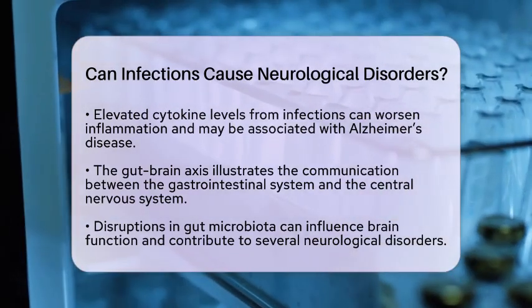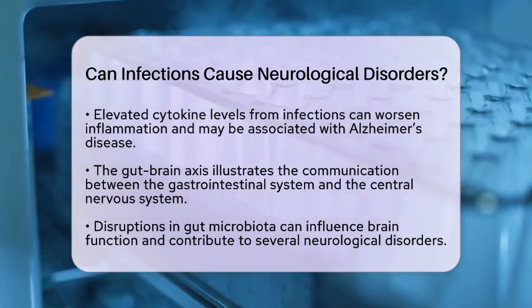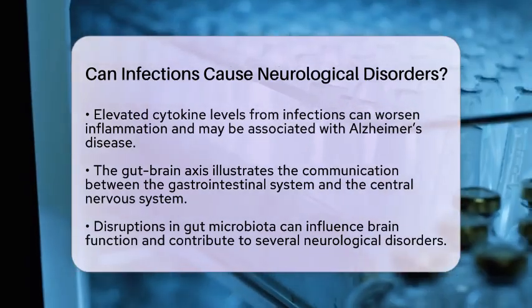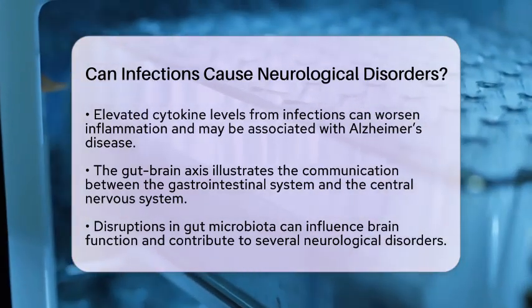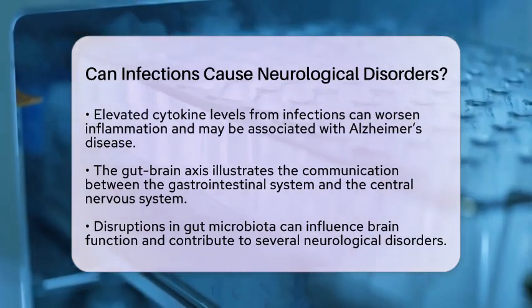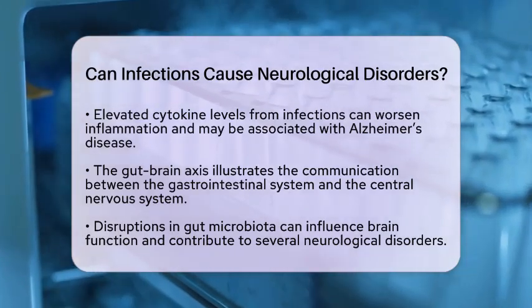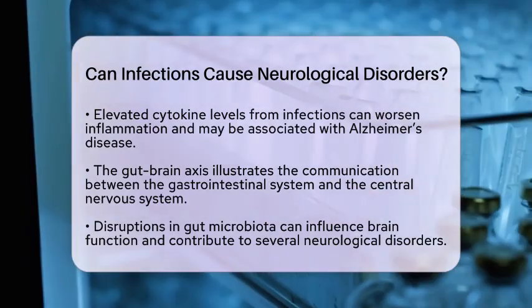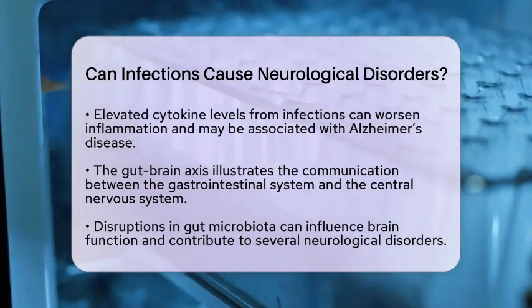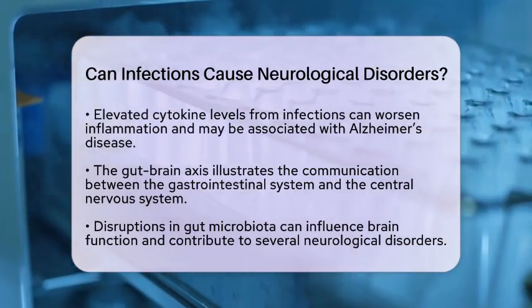Infections can also increase the risk of stroke by promoting inflammation, blood clotting, and vascular injury. Respiratory infections and systemic infections have been associated with a higher incidence of strokes, likely through inflammatory pathways that affect the blood vessels in the brain.